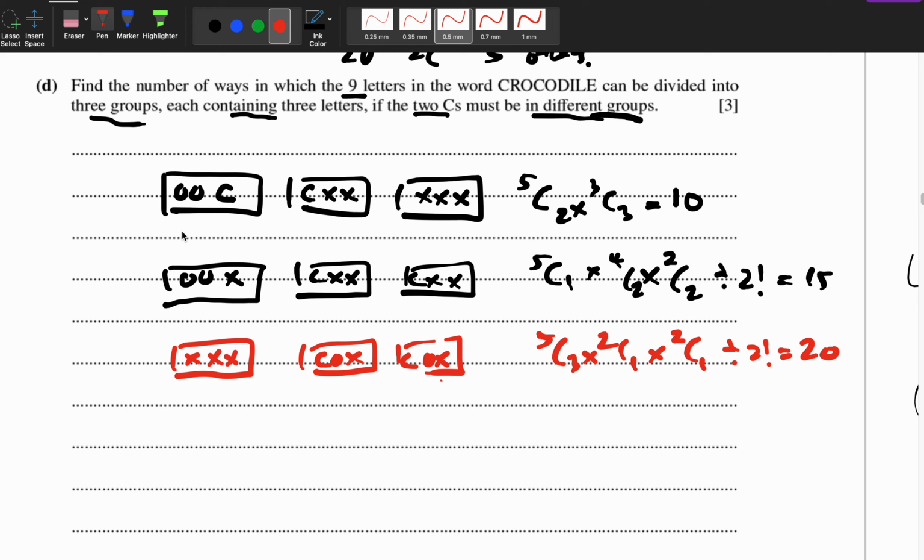Okay, let's check again. Double O1C. C can be here, C can be here. Okay, this one no repeated, no problem. 2O1C each, CO is 0 each. CCO cannot allow, C must be in different group. 5C3, 5C3 times 2 times 2 divided by 2 is 20, correct?